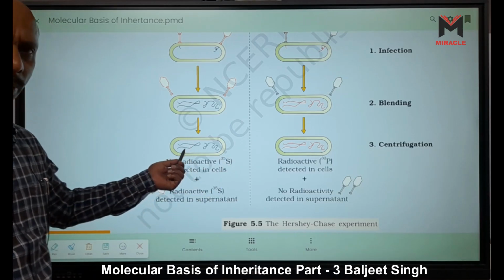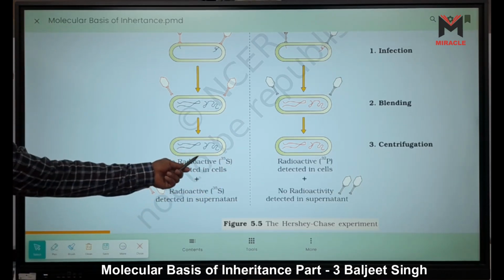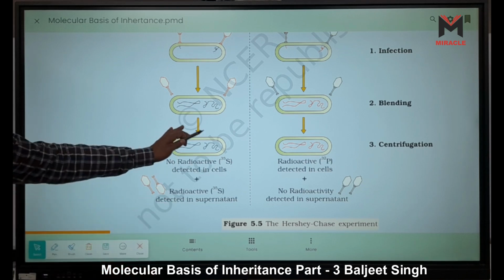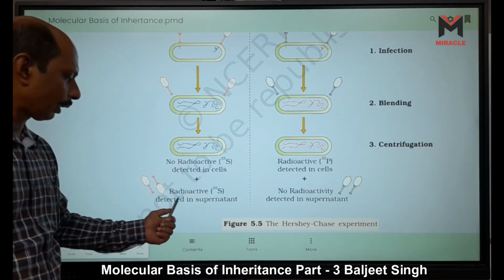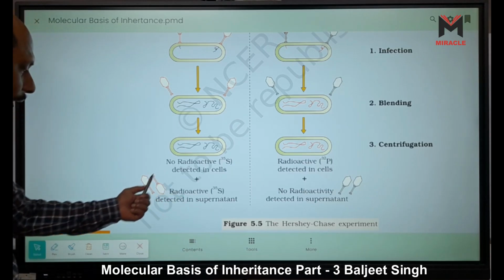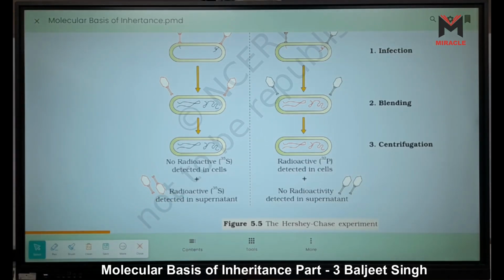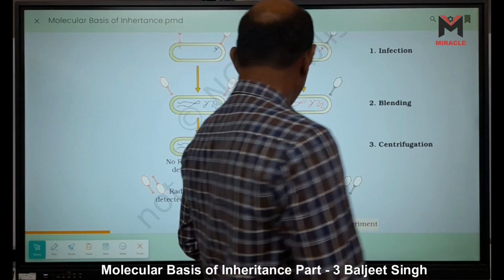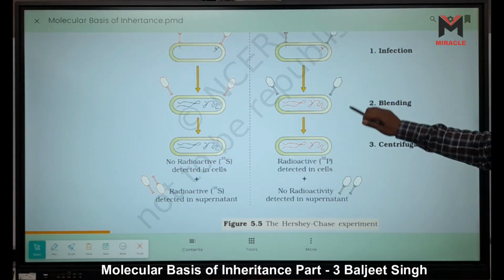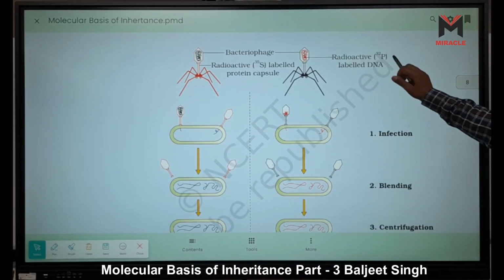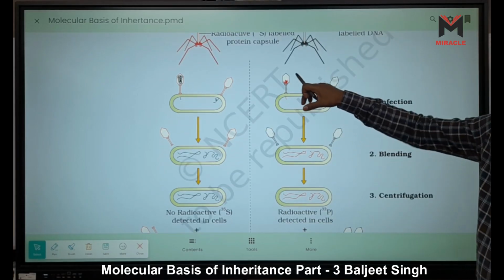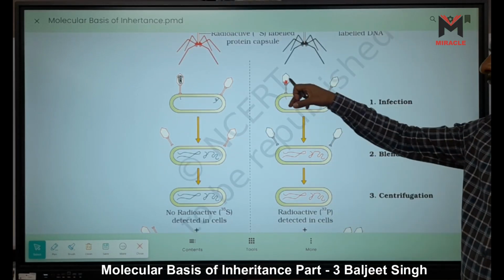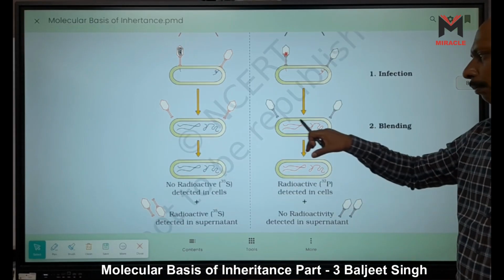This is a normal bacteria, which means no radioactive sulfur is detected here. That means radioactive S35 is detected in the supernatant, in the viral protein capsid, we can say. But here, radioactive P32-labeled DNA is there. This red color you can see here, this DNA is the radioactive DNA. It enters into the bacteria.